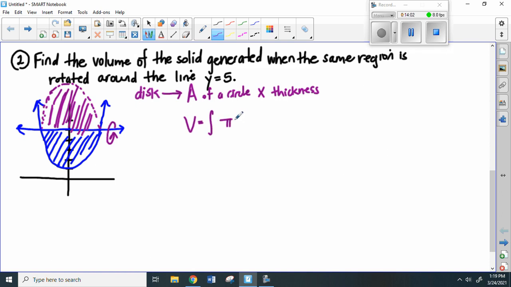All right, an area of a circle is pi r squared, and the thickness is going to be dx or dy depending on what variable you're working in, and you do need bounds, okay? So for a disc, that is the formula for volume.